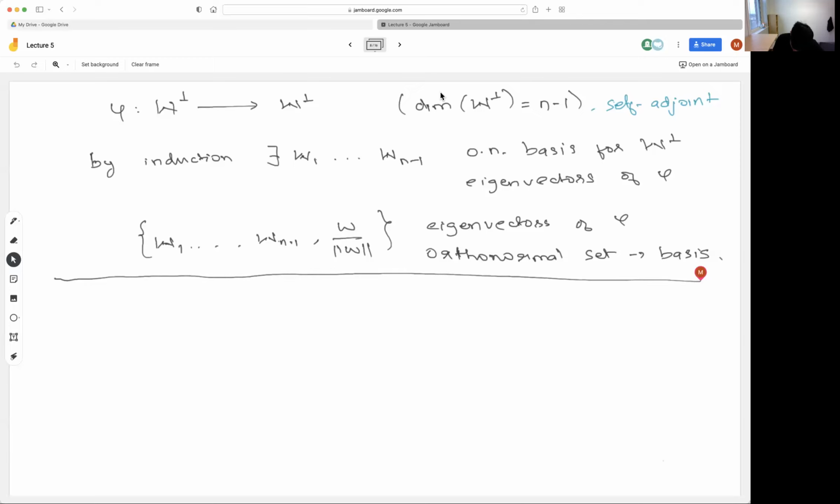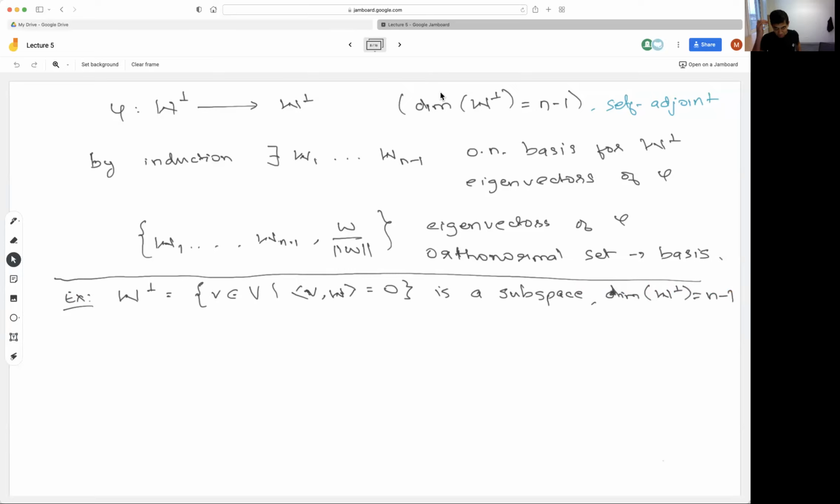Now let's think about how phi acts. It's already in the homework, and I'll let you argue that this space is a subspace, and also that the dimension of W perp is n minus 1.